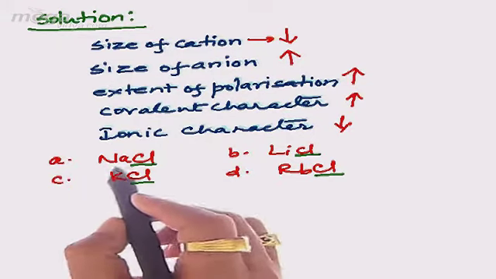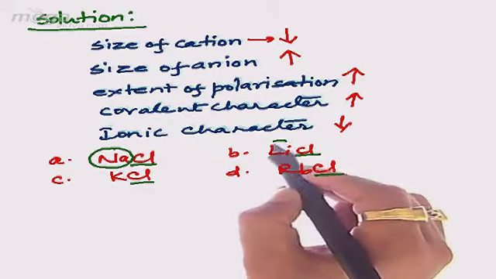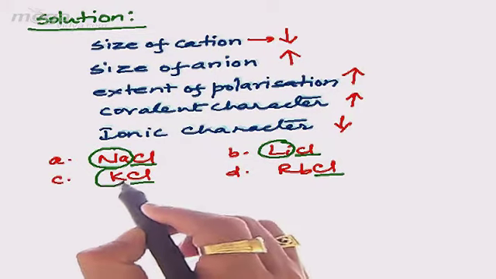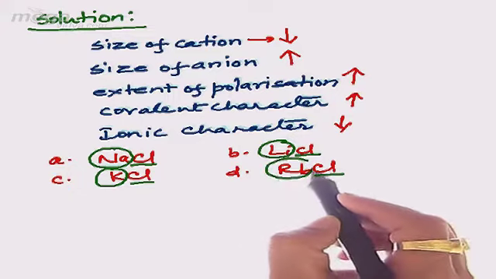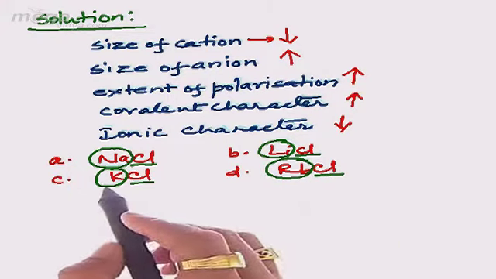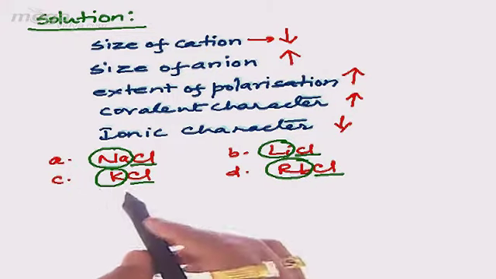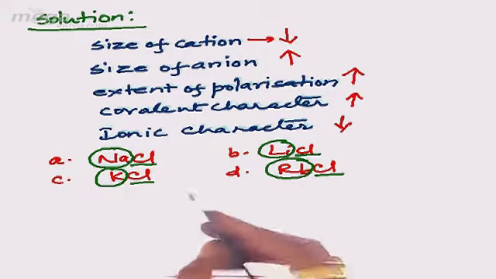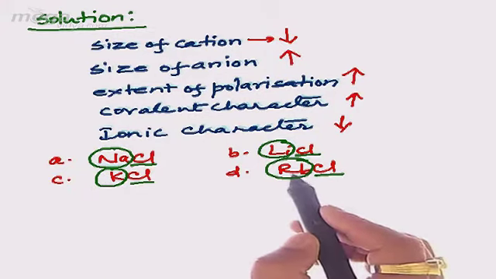Like in the first compound we have sodium, in the second compound we have lithium, in the third compound we have potassium, and in the fourth compound we have rubidium. Here all these 4 elements, that is sodium, lithium, potassium and rubidium, belong to the same group, that is the first group of the modern periodic table.